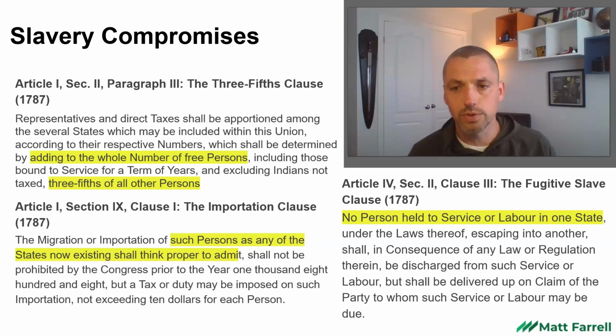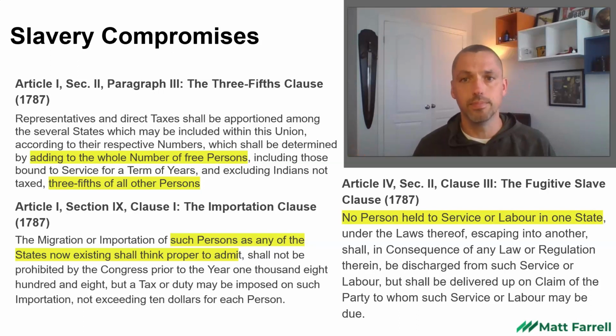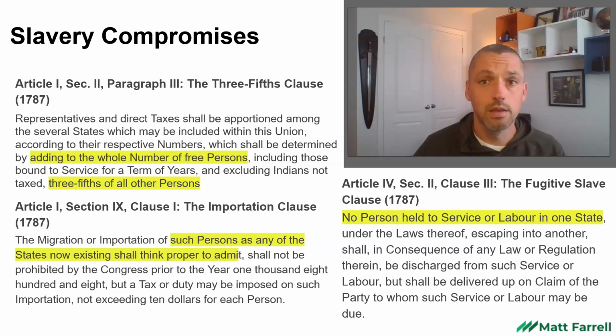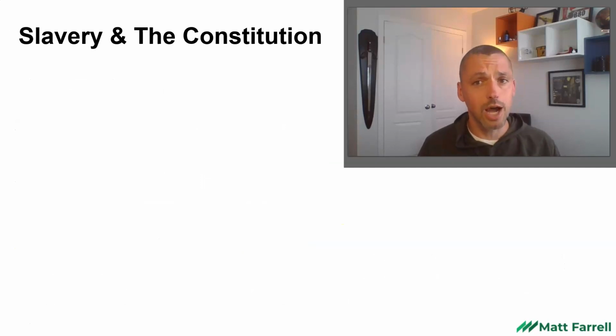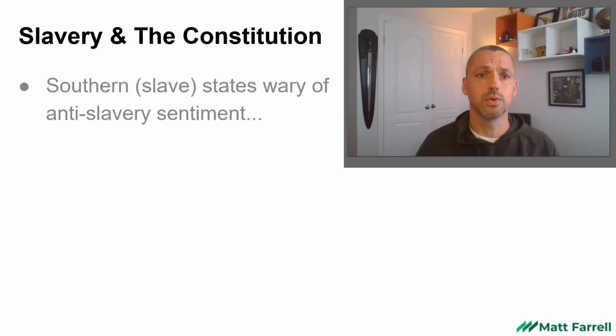Same with Article 4, Section 2, the Fugitive Slave Clause. No person held to labor or service in one state. If they escape, they can't become free citizens. The federal government must return them back to the state from which they escaped. So that's, again, going out of their way not to say the word slavery, but clearly talking about slavery. And if we think about the whole underlying principle here that you don't want the federal government to have too much power, here we've got slave states suggesting that if their slaves escape, the federal government must return them. So that's a lot. There's a lot of slavery in the Constitution, even though they went out of their way to try to avoid saying the word slavery.